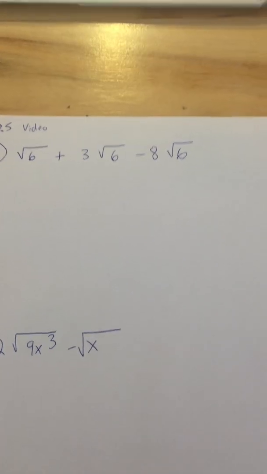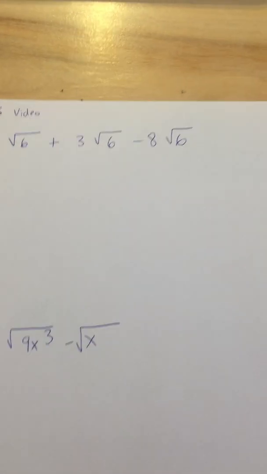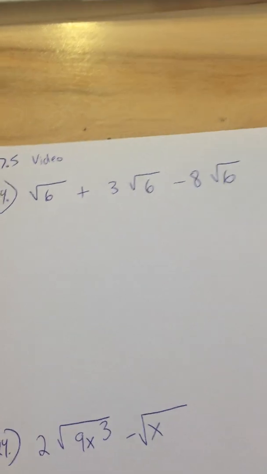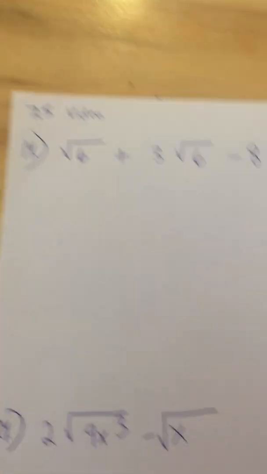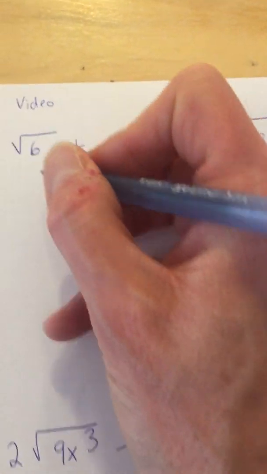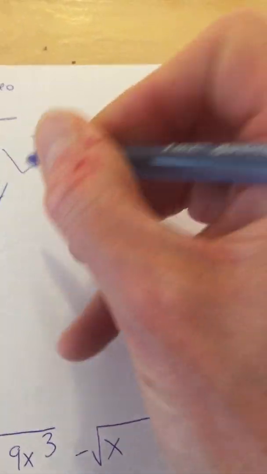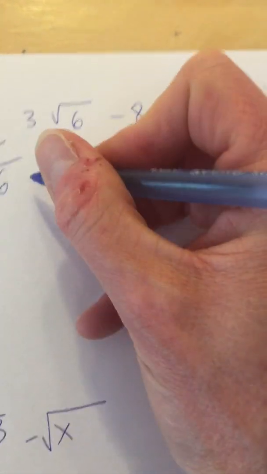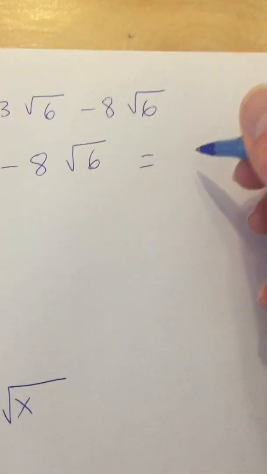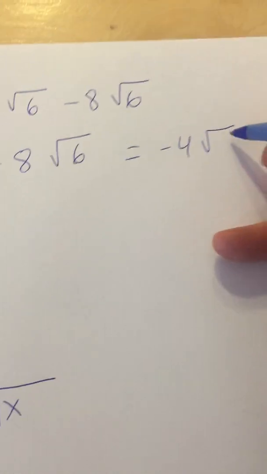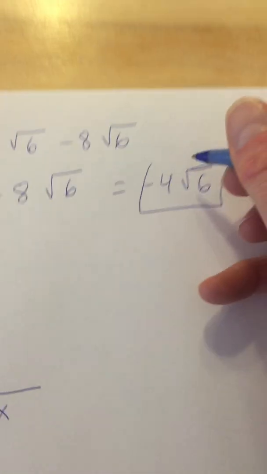Right, 7.5 is about expressions containing radical terms. So this first one, it all has like terms underneath the square root sign, so I can combine them. So this will become 4 root 6 minus 8 root 6, which will equal a negative 4 root 6.